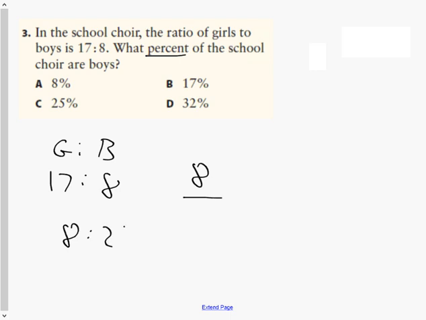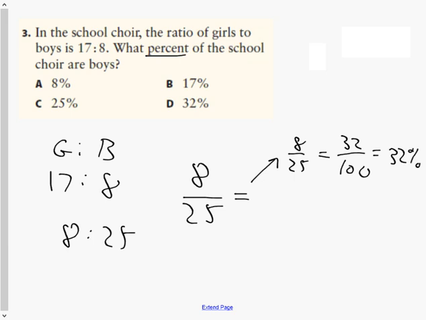The answer is 25, right? There's 25 parts to every 8 boys. There are 25 total students. And from this, there's two ways you can really do it. You could say that 8 out of 25 is equal to 1 out of 100. And the reason why I'm making it an equivalent fraction out of 100 is because percentages are expressing out of 100. Multiply both by 4, you get 32, and therefore 32% are boys.